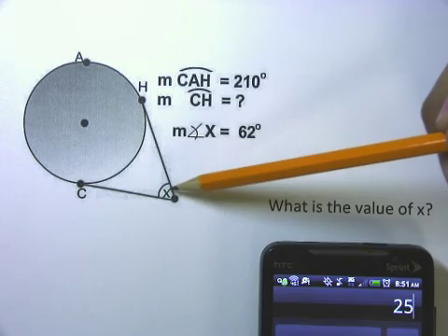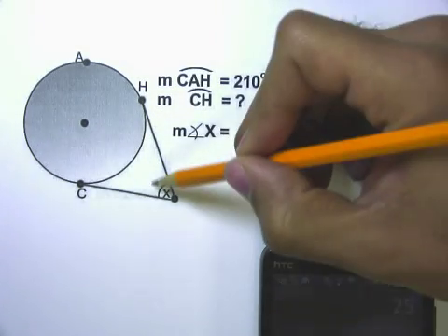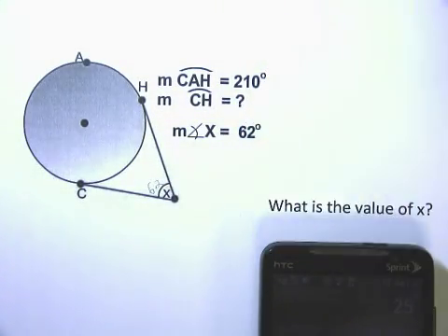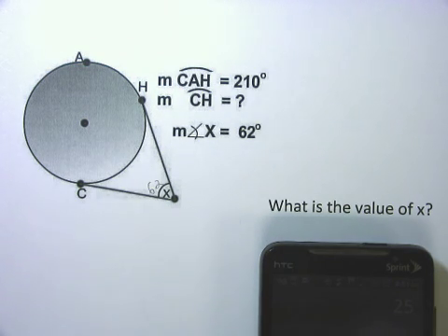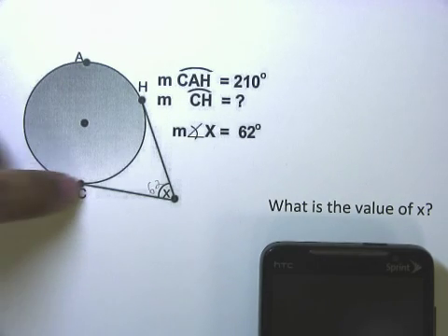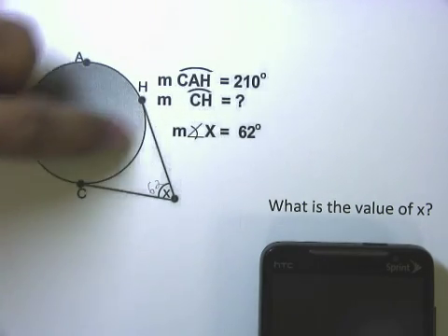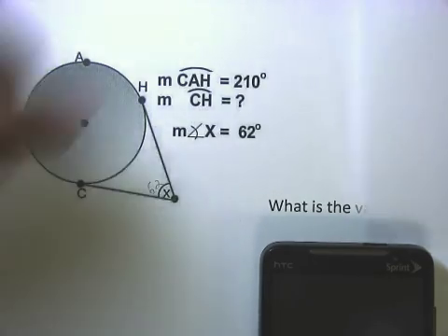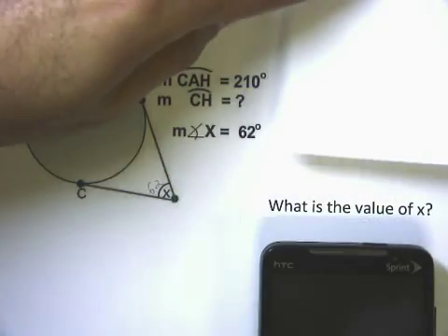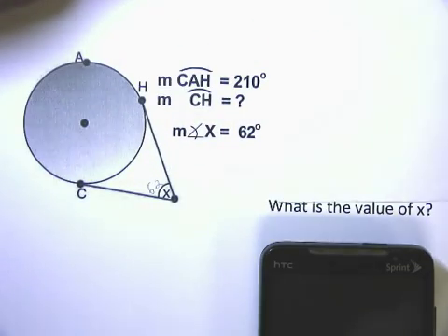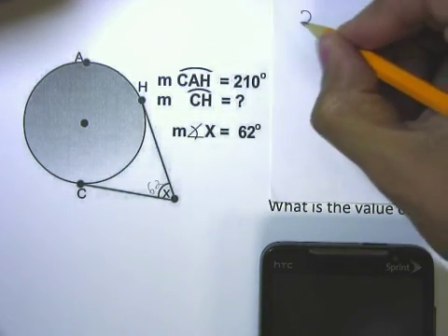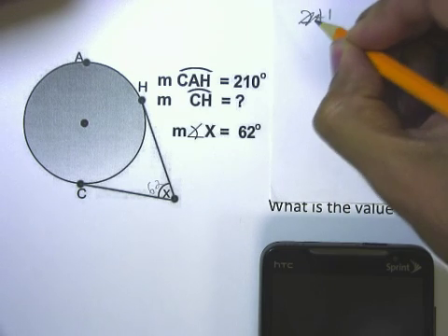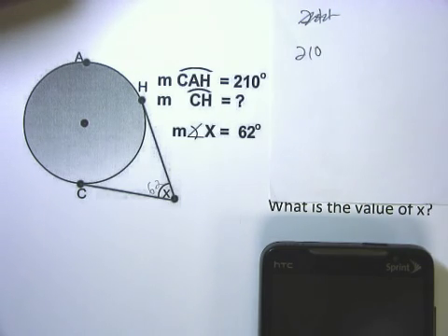Here they tell me that the measure of arc CAH, C to A to H, is 210. And they tell me that this angle here is 62 degrees. So now they're giving me the angle. They're telling me that this arc out here is 210, and the arc in here, I don't know what it is, and the angle is 62 degrees. Well, in order to solve that, all we need to use is a little bit of algebra.